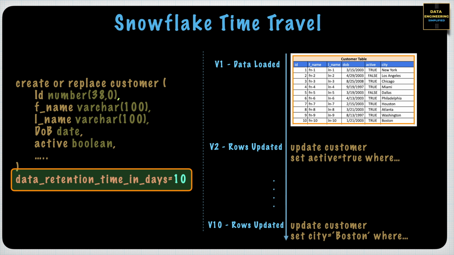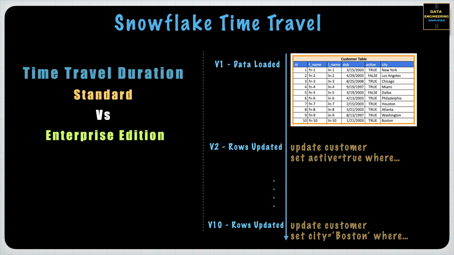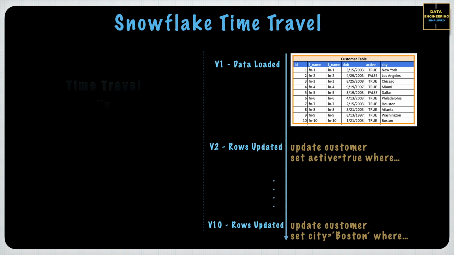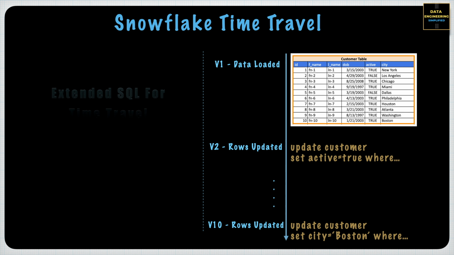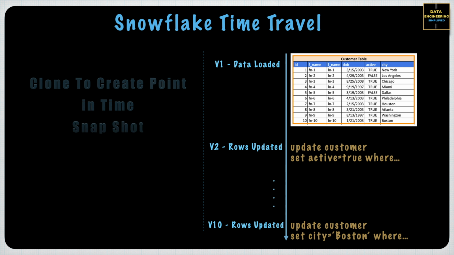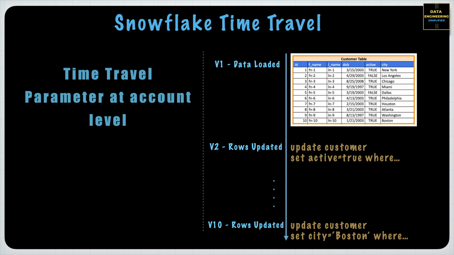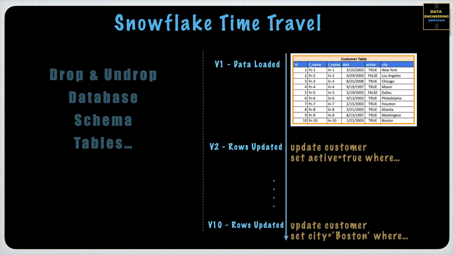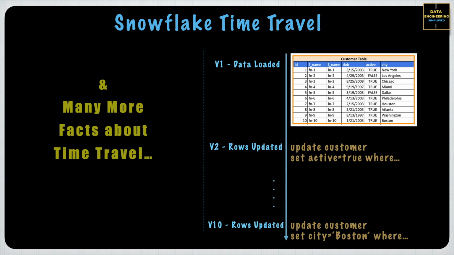Snowflake's time travel feature enables a data team to work effectively only if you have understood it correctly and designed your tables as per your project requirement. So, we are going to learn everything about the time travel duration for standard to higher Snowflake editions, the difference between time travel period and the fail-safe period, how to use extended SQL to leverage time travel features, how to clone and create snapshot tables, the role of time travel for transient and temporary tables, time travel parameter at account level to DB to schema levels, drop and undrop database, schema and table, and many more facts about the time travel feature.